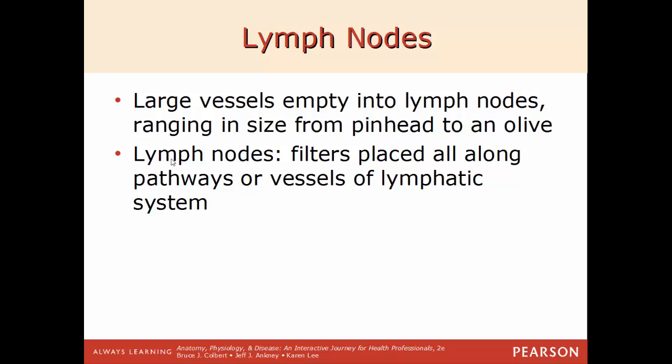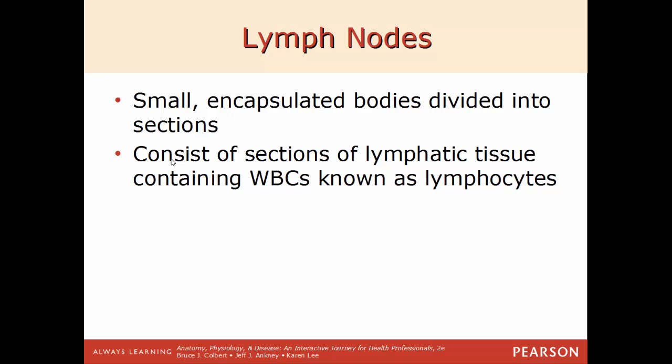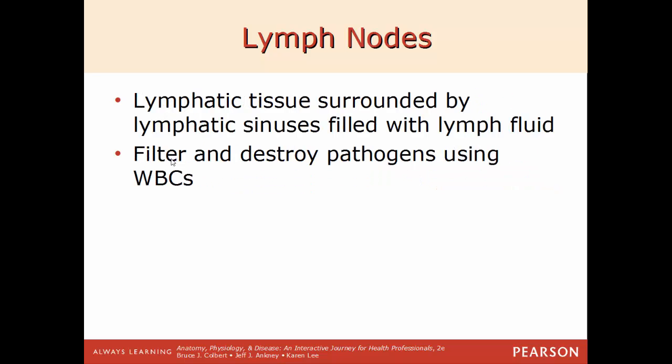These can range anywhere in size from as small as a pinhead to about the size of an olive. Now, lymph nodes are filters that are all throughout the pathways of these lymphatic vessels, throughout the lymphatic system. These will be small encapsulated bodies that are divided into smaller sections. Now, these sections are made up of white blood cells called lymphocytes. The lymphatic tissue surrounded by the lymphatic sinuses are filled with lymph fluid, and their goal is to filter and destroy pathogens using these lymphocytes, these specialized white blood cells.